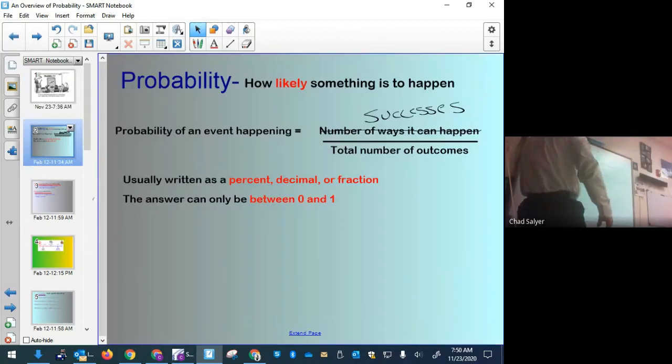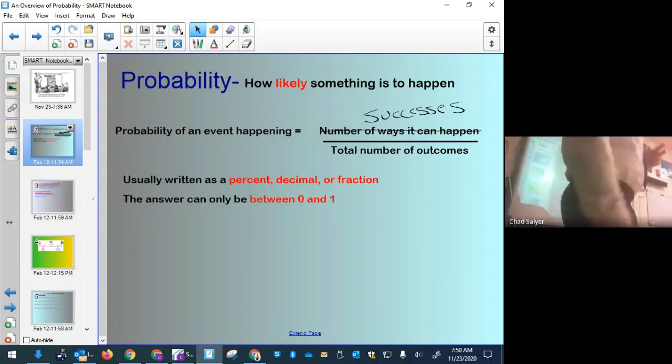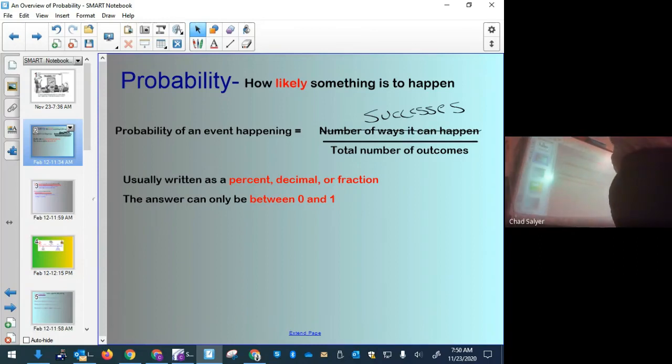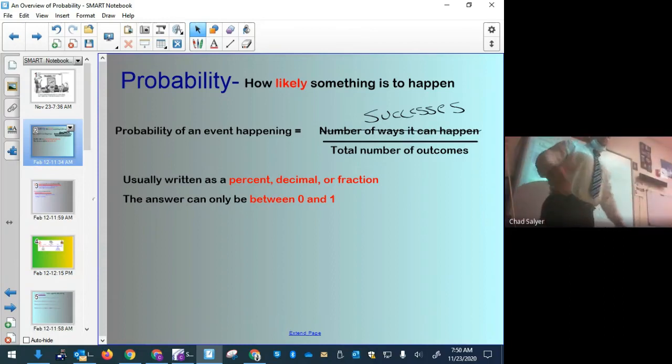The main idea in probability, the thing that you really can't get away from, is this formula for the probability of an event occurring. It is the number of ways something can succeed over the total number of outcomes. If you think about the simplest example, flipping a coin, let's say I call heads, I flip and catch it. How many ways can it land on heads? How many head faces does the coin have? One. How many total faces does the coin have? Two. So that would be 1 out of 2, or 1/2, 50%, exactly what you'd expect. It can be written as a percent, 50%, a decimal, 0.5, or a fraction, 1/2. In every case, the answer can only be between 0 and 1.